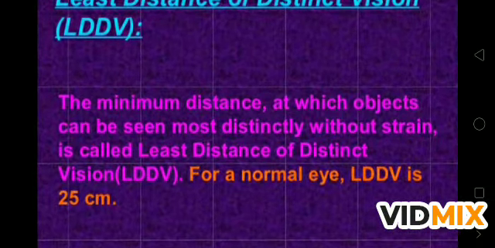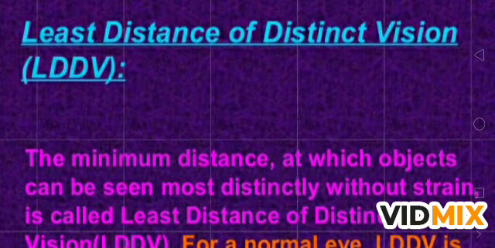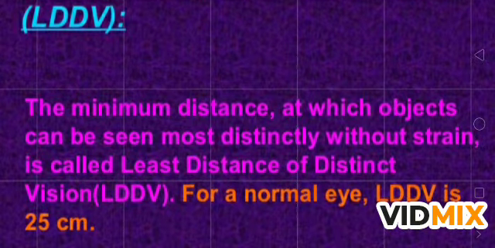Next is least distance of distinct vision. The name is very clear. This is the minimum distance at which an object can be seen most distinctly without giving strain to the eye, and it is called least distance of distinct vision, and for the normal eye it is 25 centimeter.